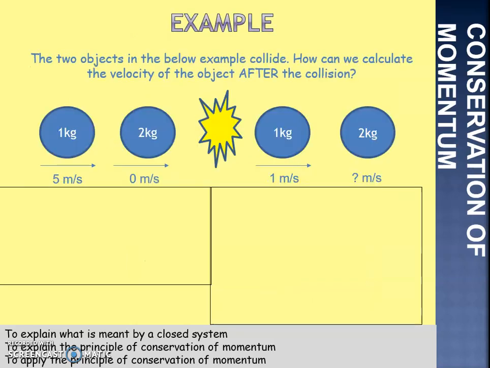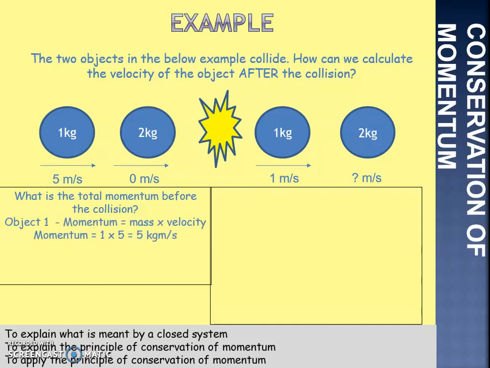Okay, 2 objects in the below example collide. Now as you can see, we don't know the velocity of the final object, the 2 kilogram object, after the collision. But because of the conservation of momentum, we can work this out. Remember, total momentum before the collision is the same as the momentum afterwards. So if we can work out the total momentum before, we know the momentum afterwards, we can then break it down. So, what is the total momentum before the collision?